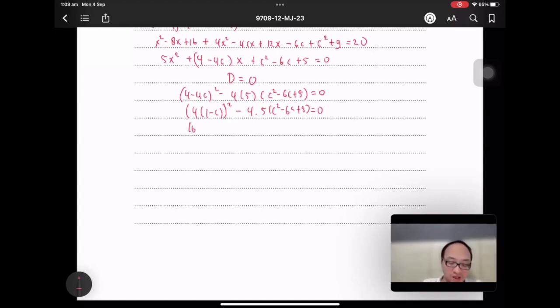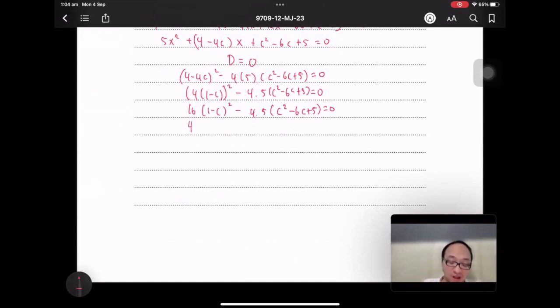So 16, (1 minus c) squared minus 6c plus 5 equals 0. And then I divide all by 4. I have 4, and then I expand 1 minus 2c plus c squared, minus 5c squared plus 30c minus 25 equals 0.